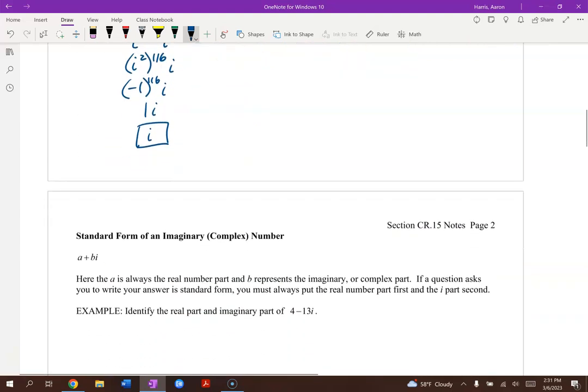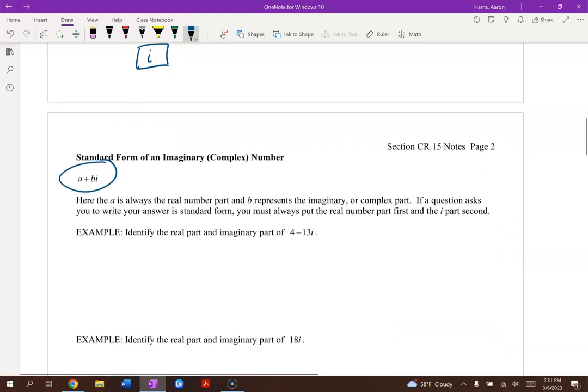Now a complex number is anything of the form a plus bi. a and b are real numbers. So for example, 4 minus 13i.